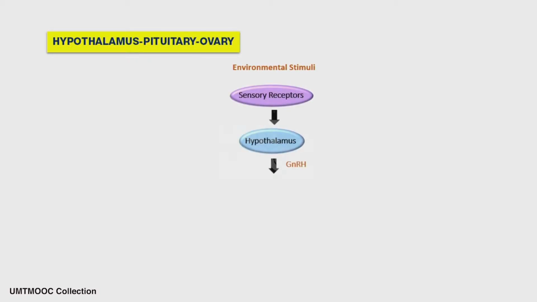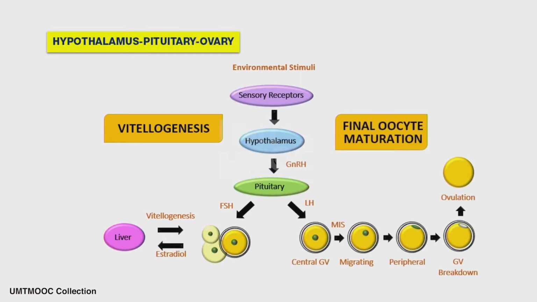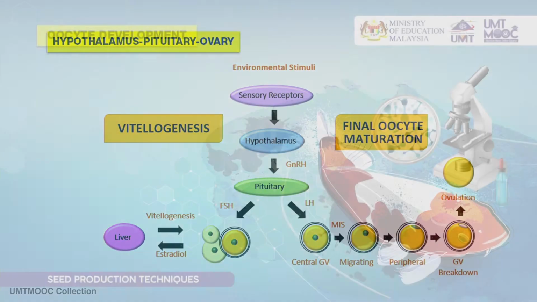The figure shows the hypothalamus-pituitary-ovary flow in the hypothalamic-pituitary-gonadal axis, where it starts with environmental stimuli. Next, the stimuli will be received by the sensory receptor and transferred to the hypothalamus. The hypothalamus will secrete GnRH and it will be received by the pituitary. The pituitary will secrete FSH for vitellogenesis and LH for final oocyte maturation.